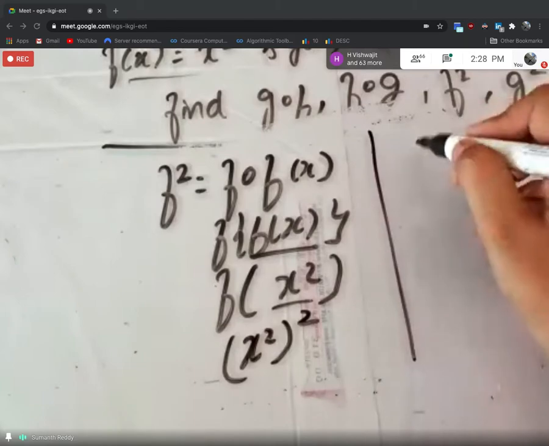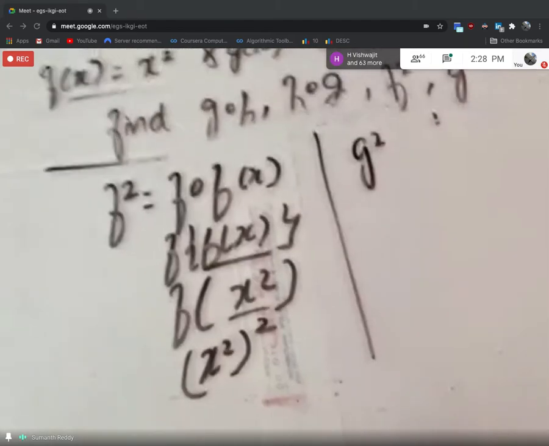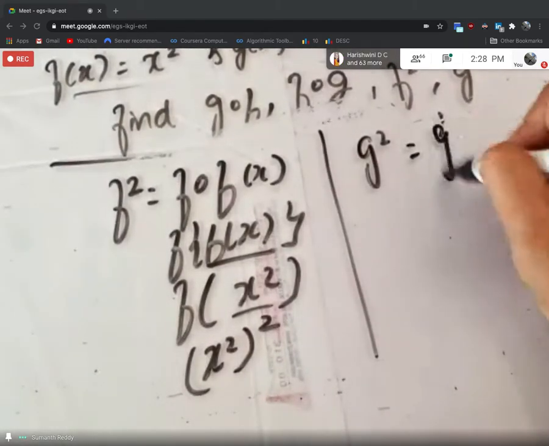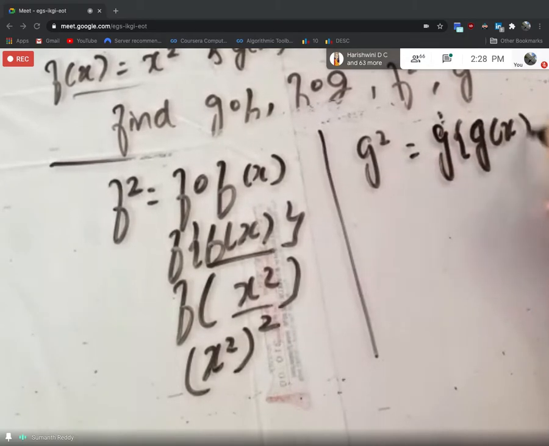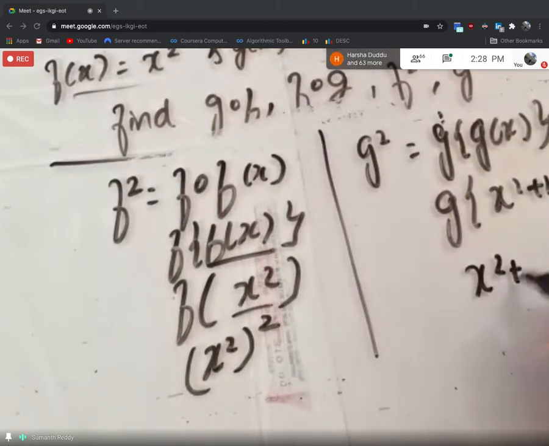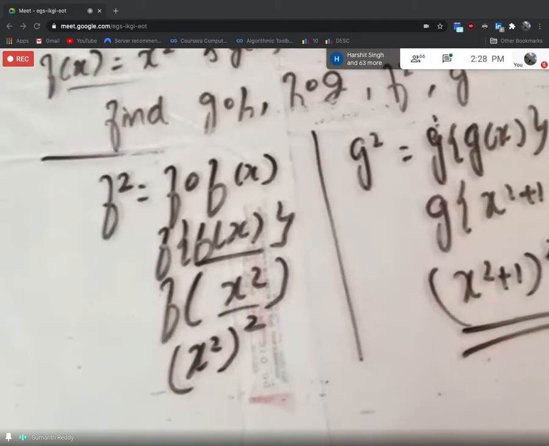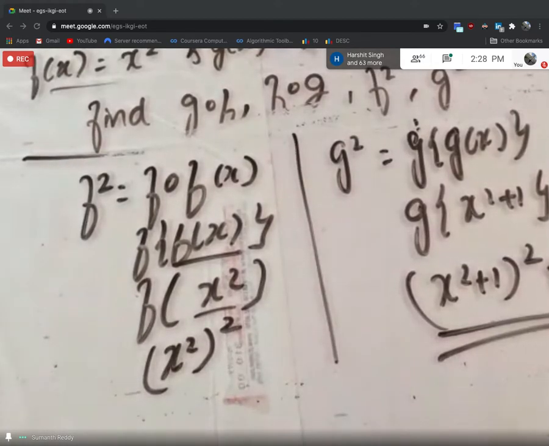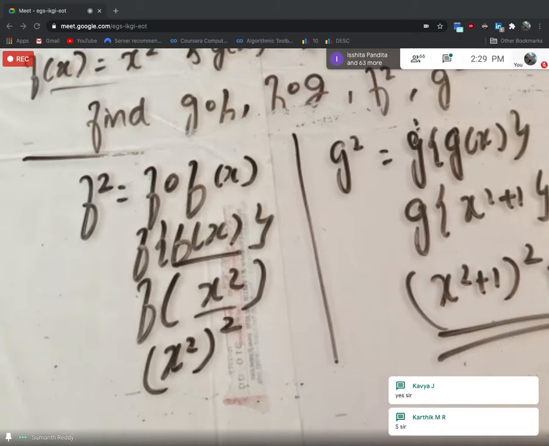So similarly, in case of the g square, that will be equal to g applied upon g of x. So g of x itself is x square plus 1. In place of x I have x square plus 1. So this can be written as x square plus 1 whole square plus 1. Right? I think everyone has already solved it. Okay. So is there any doubt in the students? Can I go with the next problem? Okay, good.